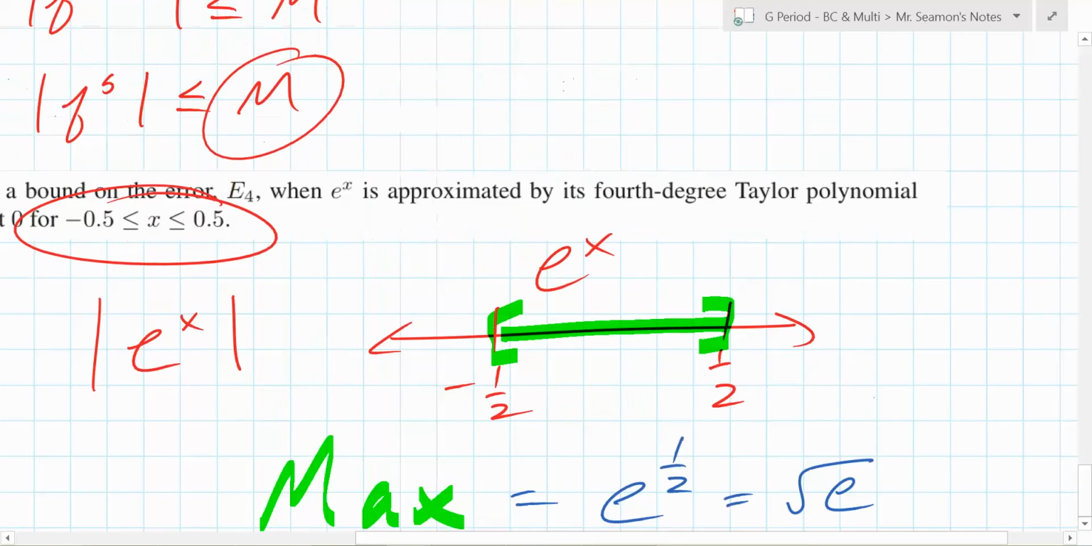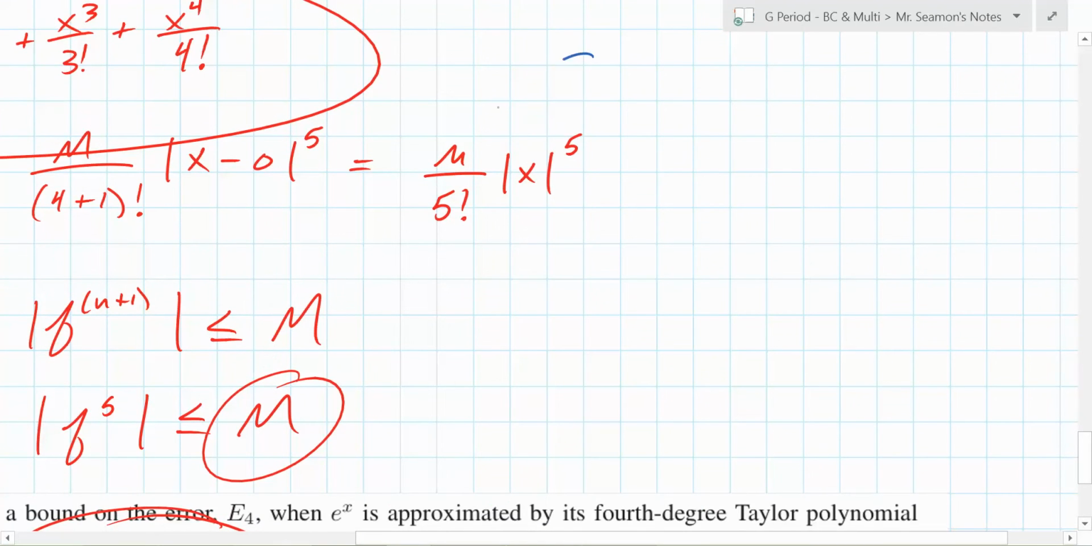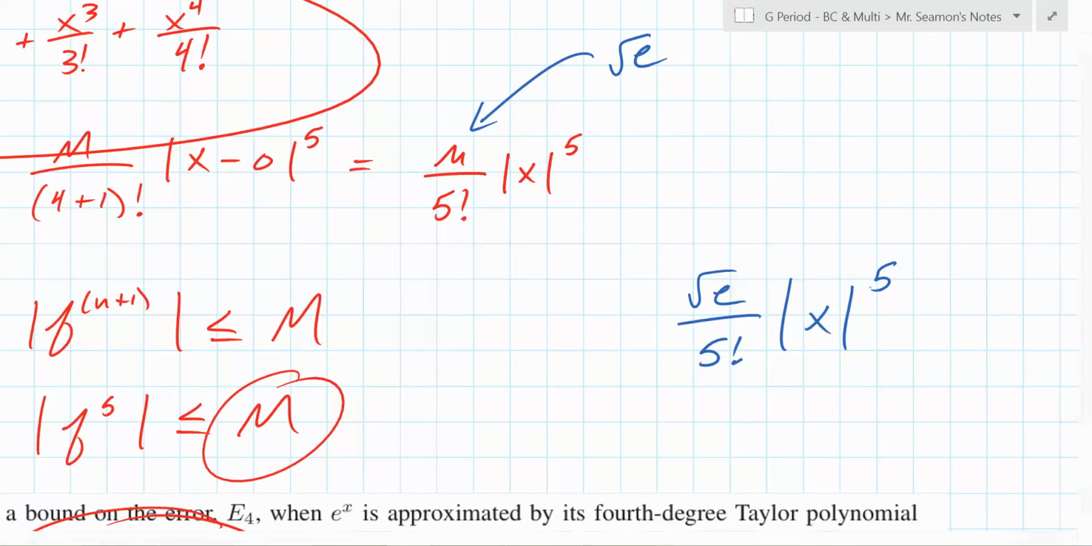So theoretically, do we now have our m value? Can we plug in our m? What is our m value going to be? Square root of e. So we could write it as the square root of e over 5 factorial times this. That's the maximum error bound. The maximum error bound right there. But what do we not really like having in there?